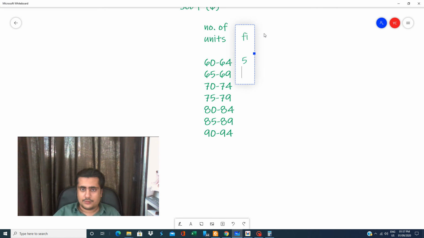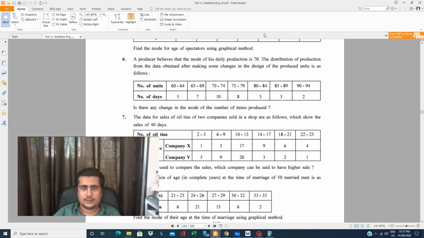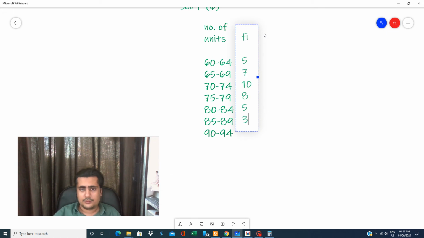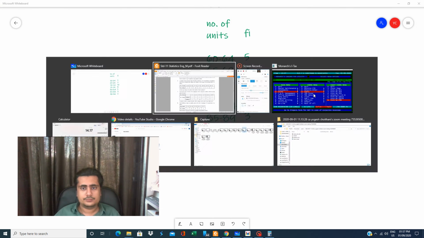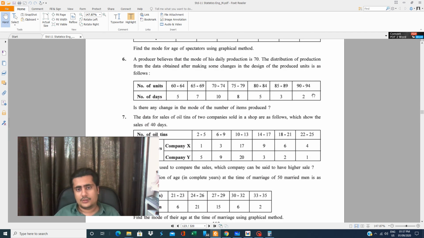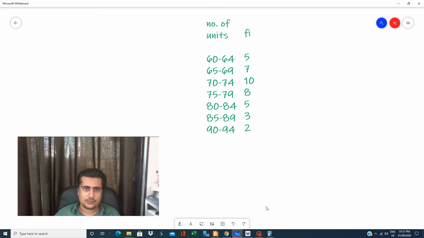Frequencies 5, 7, 10, 8, 5, 3. Is there any change in mode of the number of items produced? They have asked you whether there is any change. That means they have given you the mode, which is 70. Now you are asked whether there is any change or not.